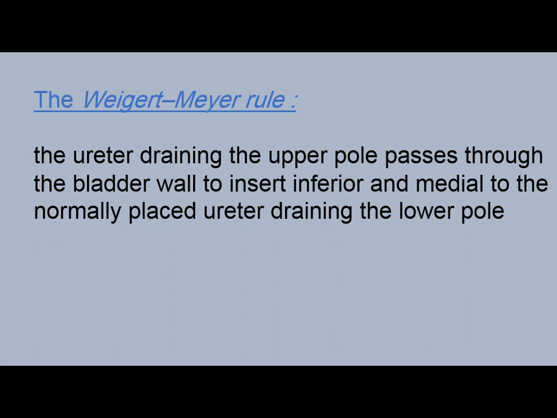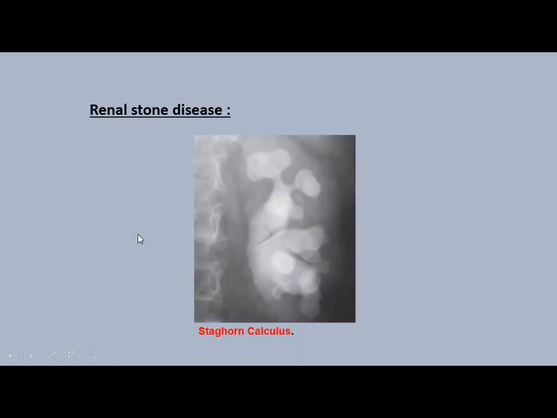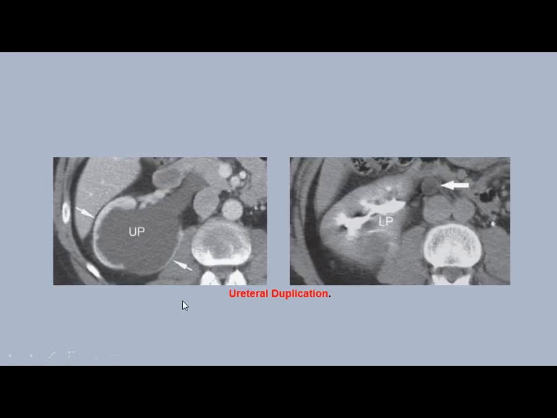The most important thing about the duplication system is the Weigert-Meyer rule. The Weigert-Meyer rule states that the ureter draining the upper pole passes through the bladder wall to insert inferior and medial to the normally placed ureter draining the lower pole. Of course, the ureter draining the upper moiety is more prone to obstruction because there is an associated ureterocele, while the lower moiety is prone to vesicoureteral reflux.